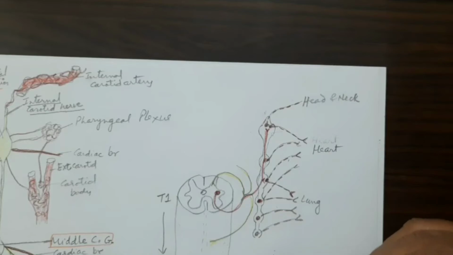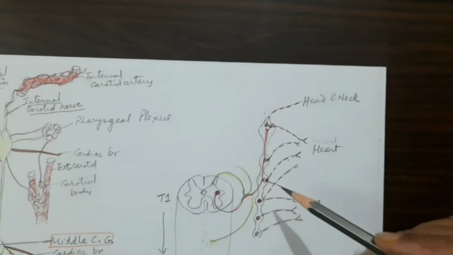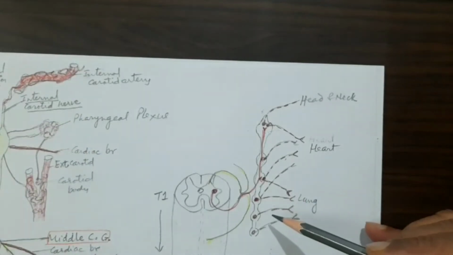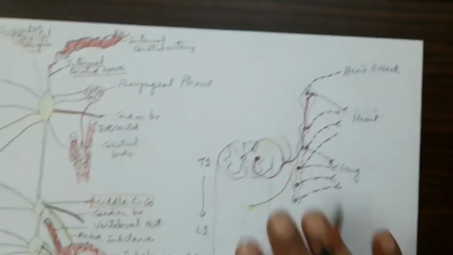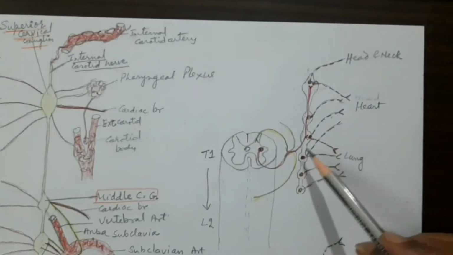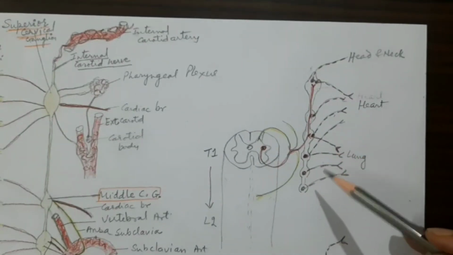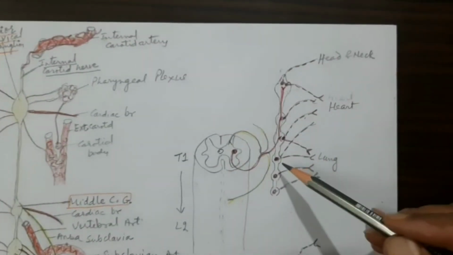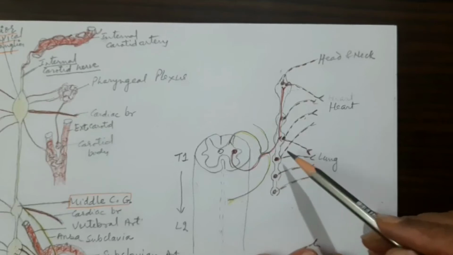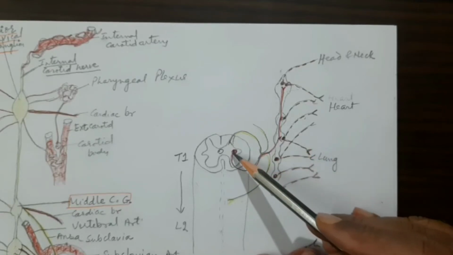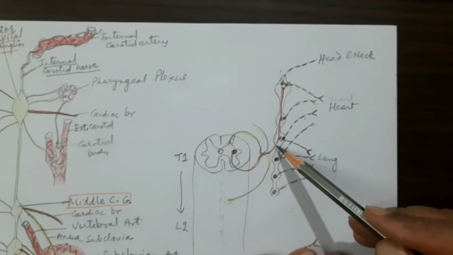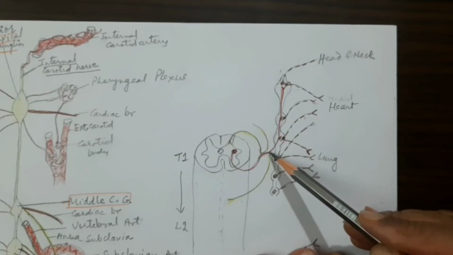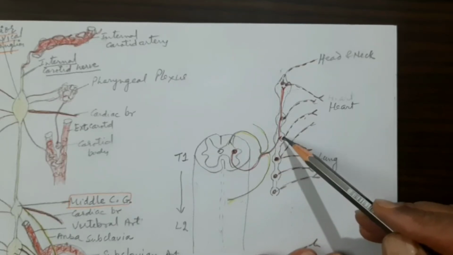In a similar way, in the lumbar region below L2, they will go down and relay in a different sympathetic neuron. Okay, this is, in very short, about how the preganglionic and postganglionic sympathetic neurons behave in the sympathetic chain.